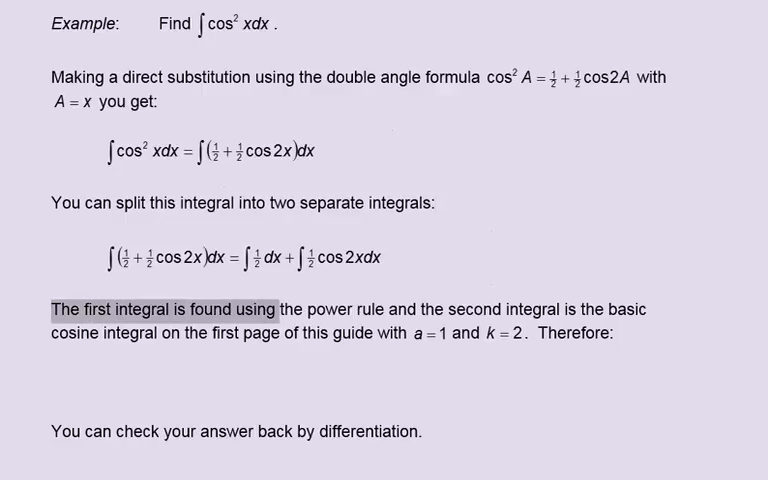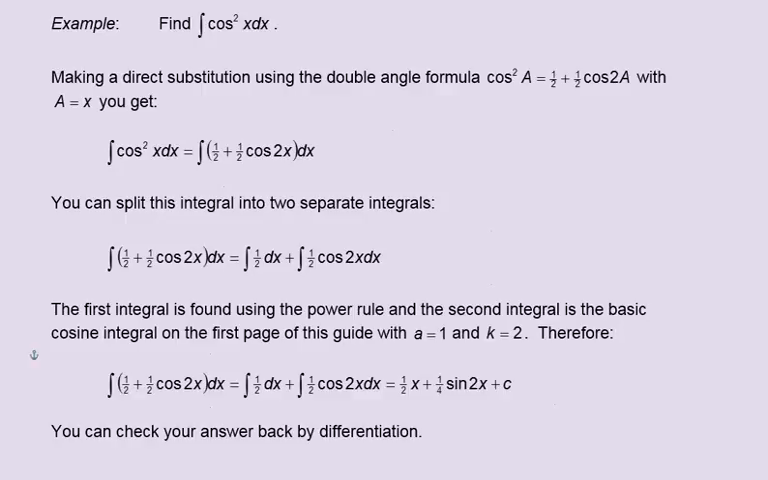The first integral is found using the power rule, and the second integral is the basic cosine integral on the first page of this guide, with a equals 1 and k equals 2. Therefore, the integral of a half plus a half multiplied by cos 2x with respect to x equals the integral of a half with respect to x plus the integral of a half multiplied by the cosine of 2x with respect to x, which equals a half of x plus a quarter of sine of 2x plus the constant of integration c. You can check your answer by differentiation.